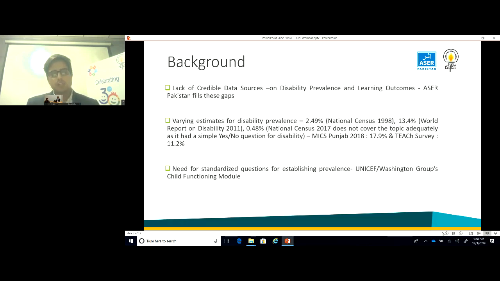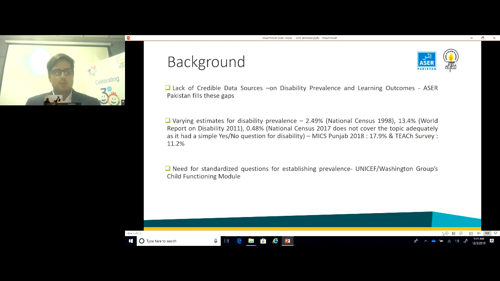Focusing specifically on children, the MICS Punjab 2018 survey and the TEACH survey 2018 in Punjab show disability prevalence rates of 17.9% and 11.2% respectively. Both of these surveys have used the child functioning module. The difference in the incidence rates from both of these surveys is only due to the difference in the targeted age groups and the scale of the surveys. Otherwise, the trend is found to be similar as far as the types of disabilities or difficulties are concerned.